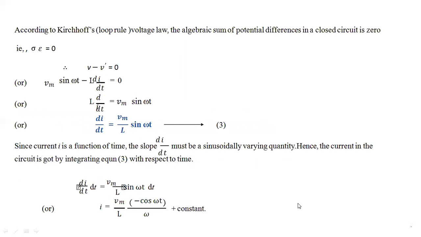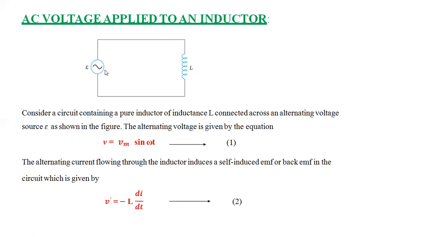Now, according to Kirchhoff's voltage law, the algebraic sum of potential differences in a closed circuit is always zero. So the summation of E is equal to zero, that is V plus V dash is equal to zero. The applied voltage is V equal to Vm sin omega t, and the EMF across L is V dash. The sum of that is always zero.